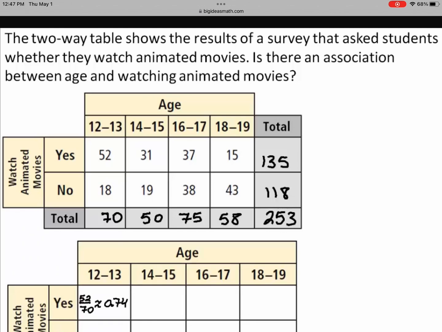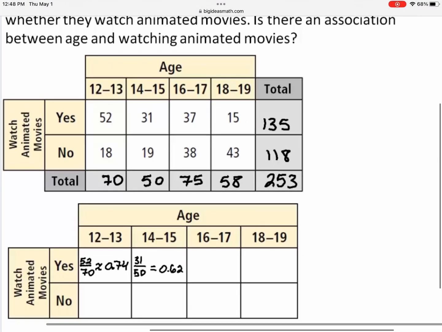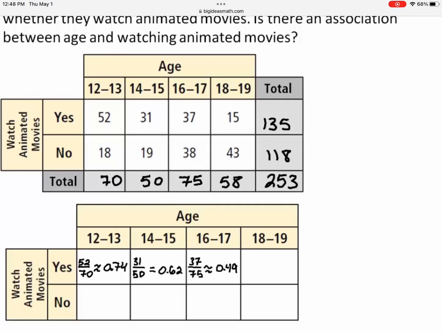52 divided by 70 is approximately 74 hundredths. 31 divided by 50 is 62 hundredths. 37 divided by 75 is approximately 49 hundredths. 15 divided by 58 is approximately 26 hundredths. 18 divided by 70 is approximately 26 hundredths.